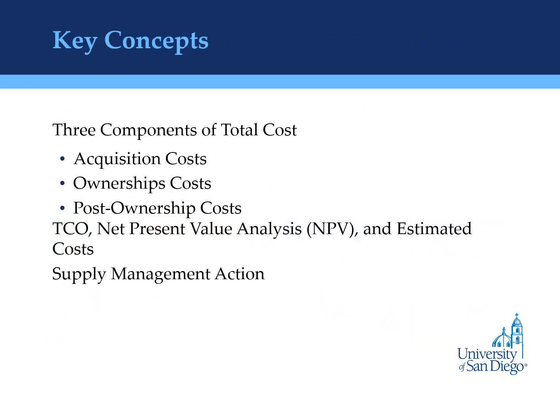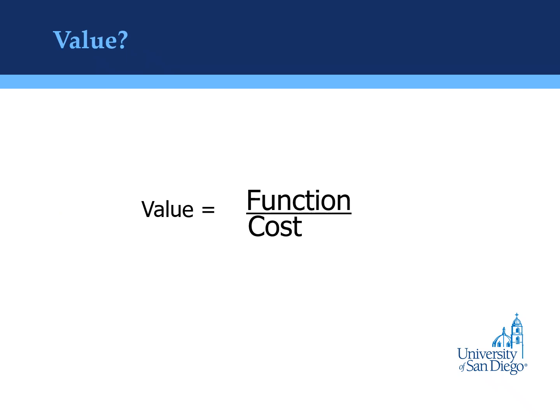And in TCO, there are three key components: acquisition, ownership, and post-ownership. We're going to be looking very briefly, and in your textbook you'll see this as well, at total cost of ownership, net present value analysis, and estimated costs, because that's what's going to drive supply management to act. I'm not going to go into a lot of detail. This is just an introduction to TCO. We're going to pick it up a lot later.